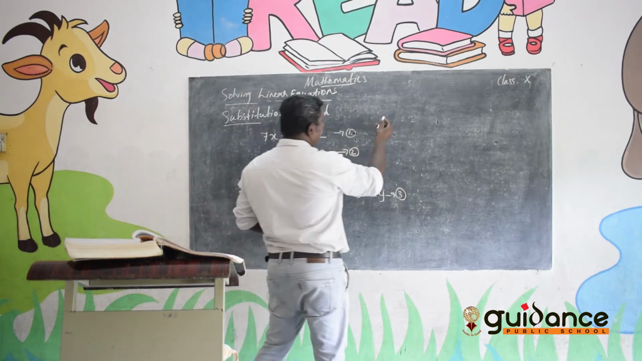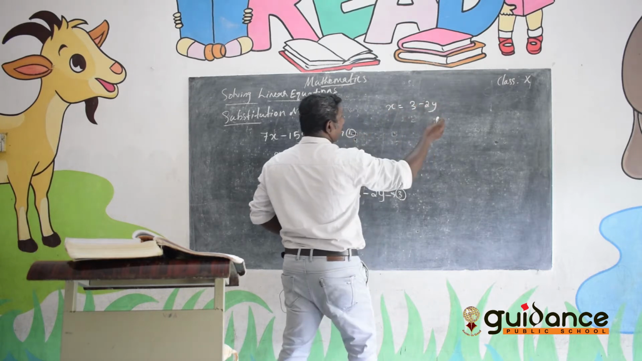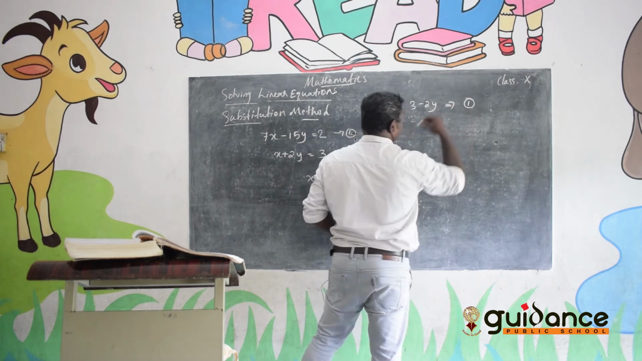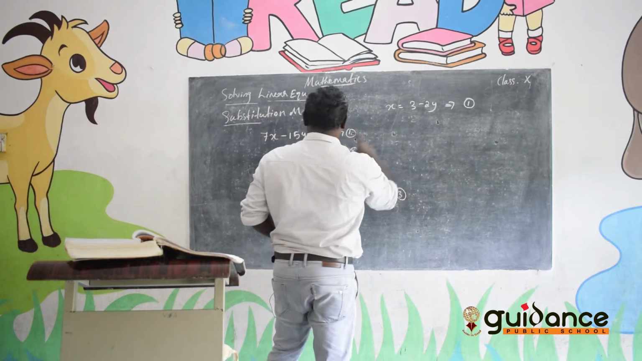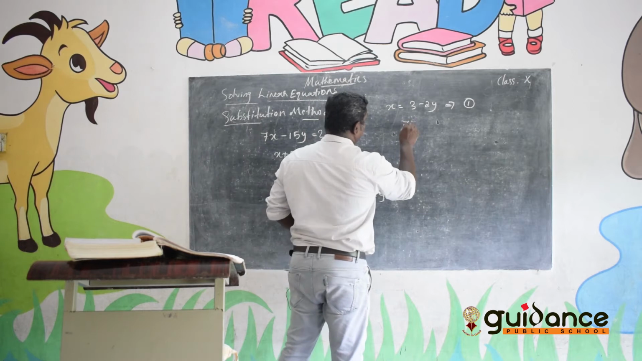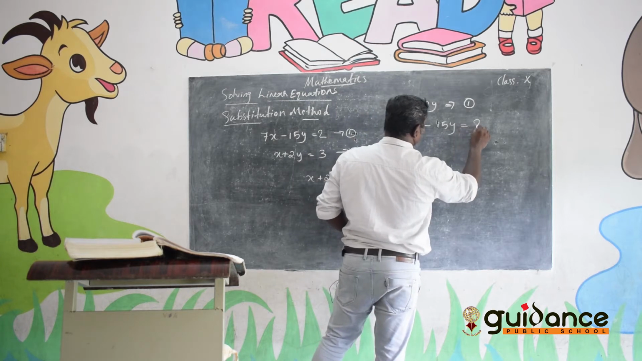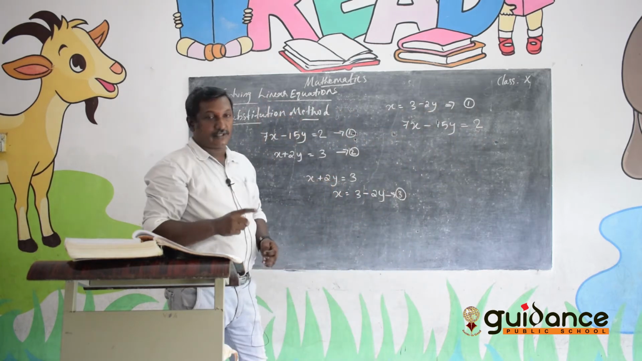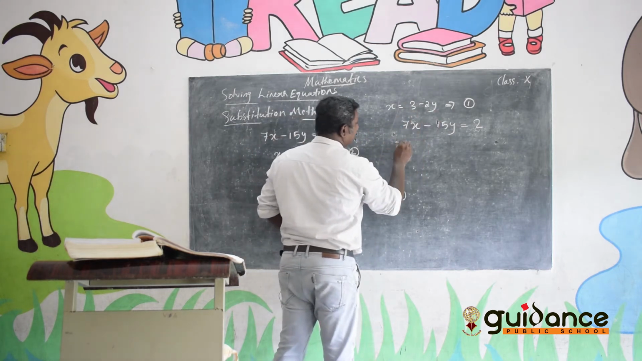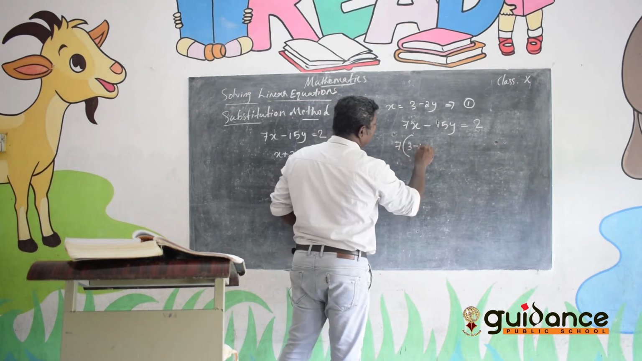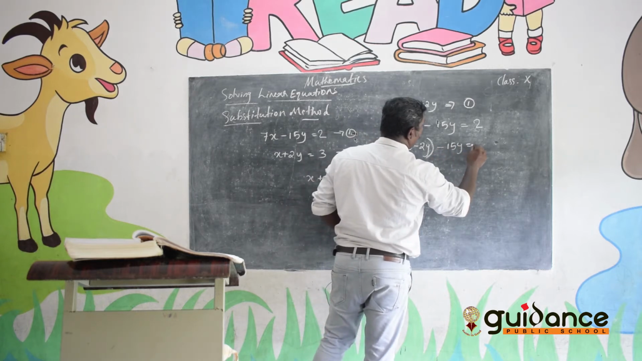So x equal to 3 minus 2y, apply in equation number 1. What is our equation? 7x minus 15y equal to 2. Instead of x, we substitute 3 minus 2y. That is 7 times (3 minus 2y) minus 15y equal to 2.